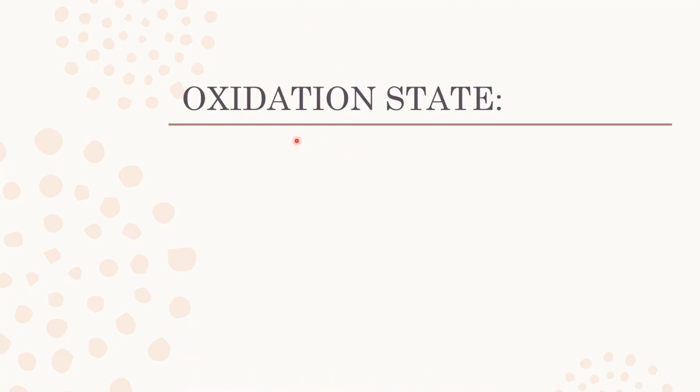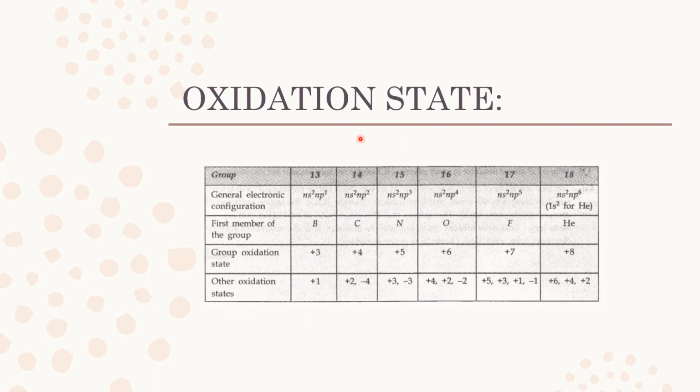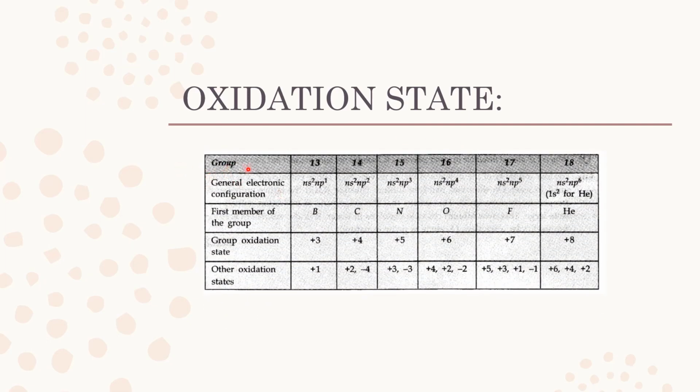Now we are going to see the oxidation state of p block elements. As we all know, there are 6 groups present in p block: 13, 14, 15, 16, 17 and 18. These are the general electronic configurations as we already saw: ns2np1 for group 13, ns2np2 for group 14, ns2np3 for group 15, ns2np4 for group 16, ns2np5 for group 17 and ns2np6 for group 18. And these are the first members of the groups, that is boron, carbon, nitrogen, oxygen, fluorine and helium. And these are the group oxidation states.